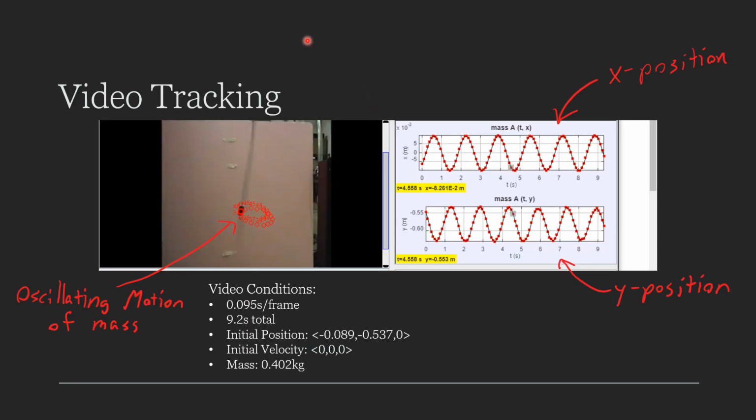Video tracker here. On the left, I have a screenshot of the motion of the mass, and on the right, I have the X and Y position plots that will be saved to a file. I also have noted the initial conditions below that will be useful when creating our code. Our time intervals will be made using this value right here, and our code will run for 9.2 seconds total. I recorded the initial position to be this, and our mass starts at rest, so the initial velocity is 0, and our mass is also given to be this.